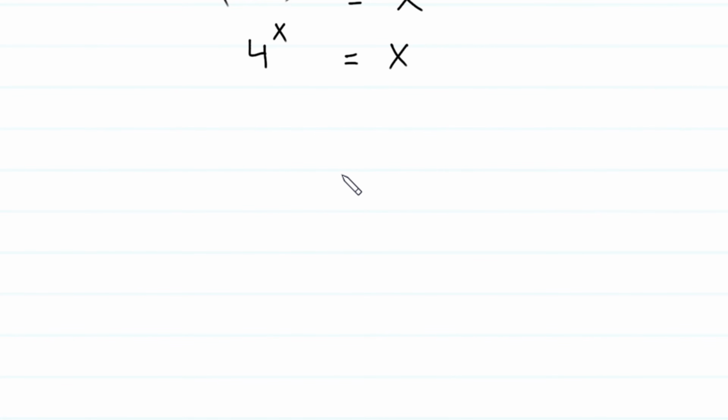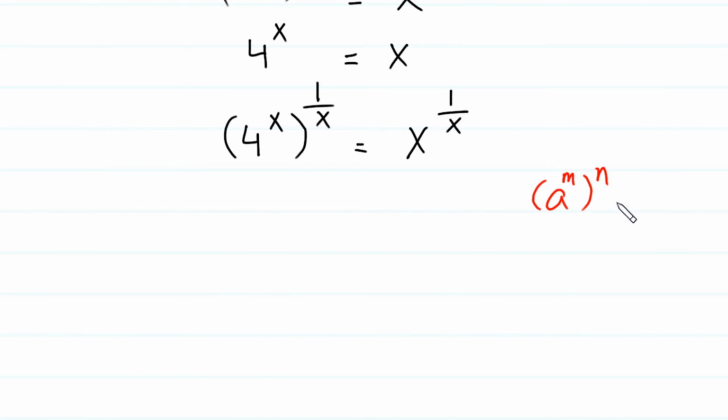Next, we take power 1 over x on both sides. 4 to the power x to the whole power 1 over x is equal to x to the power 1 over x. Next, according to the rule of exponents, a to the power m to the whole power n is equal to a to the power m times n. When this power x is multiplied by this power 1 over x, this x will be cancelled with this x, and here is left 4 is equal to x to the power 1 over x.